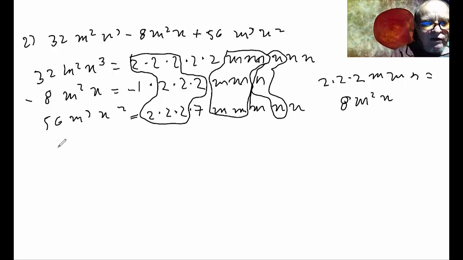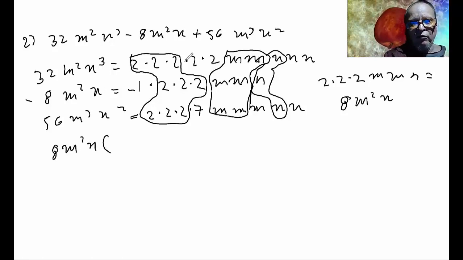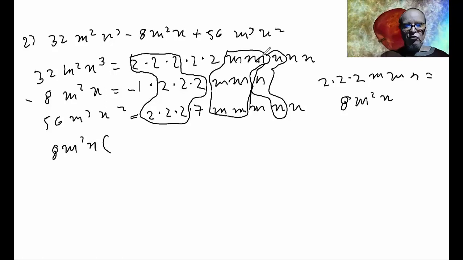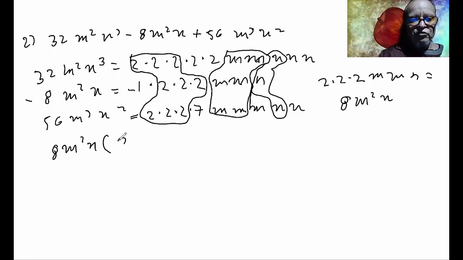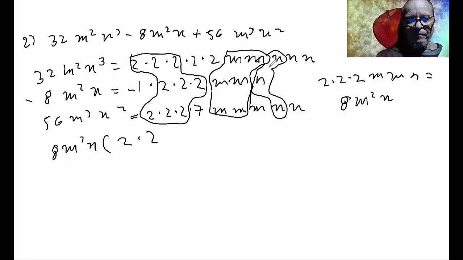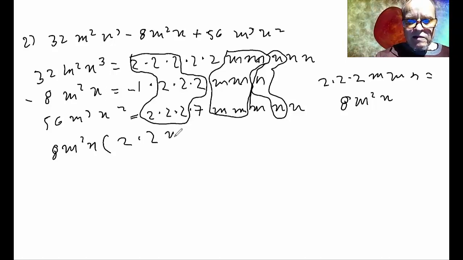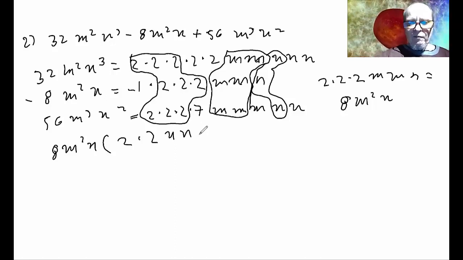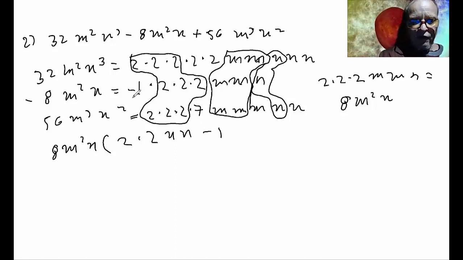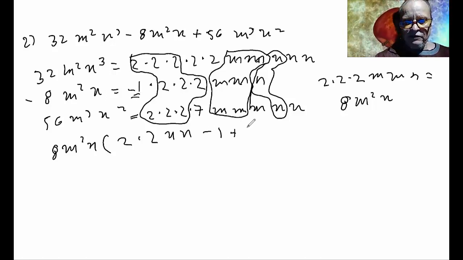So we take this greatest common factor and we put it on the outside, 8 m squared n, and then we look at what's left over from each term and write each one inside a bracket separately. So we have 2 times 2 n, minus 1. This is very, very important. And then plus 7mn.